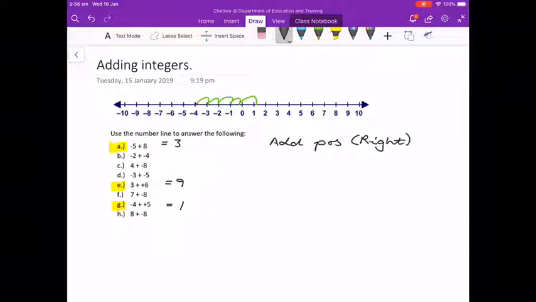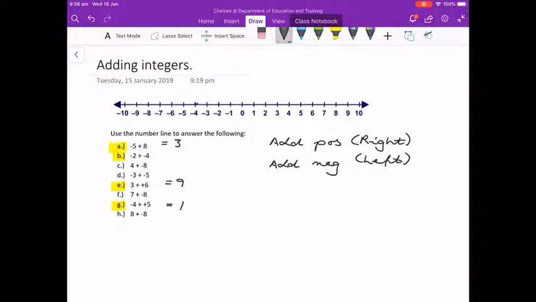Now what happens when you add a negative? When you're adding a negative, the number actually becomes smaller. So when you're adding a negative, we're actually jumping to the left. And I'll demonstrate. We have -2 plus -4. So we start at the -2. Because we're adding a negative, we're actually jumping 1, 2, 3, 4 spaces to the left.